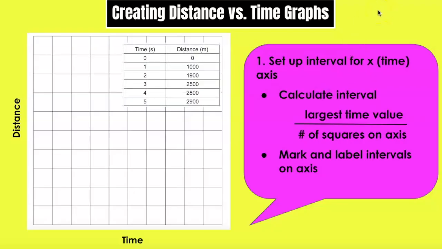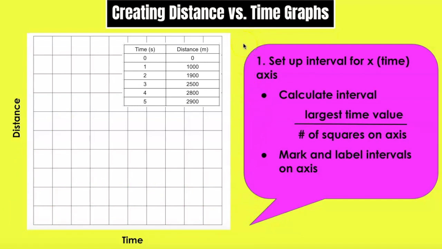So the first step we need to follow in order to create a distance versus time graph is to set up our intervals. It doesn't matter which interval we start with, but we'll just go ahead in order and start with our x, which is our time axis. So first we need to figure out how we are going to separate the intervals on the time axis.